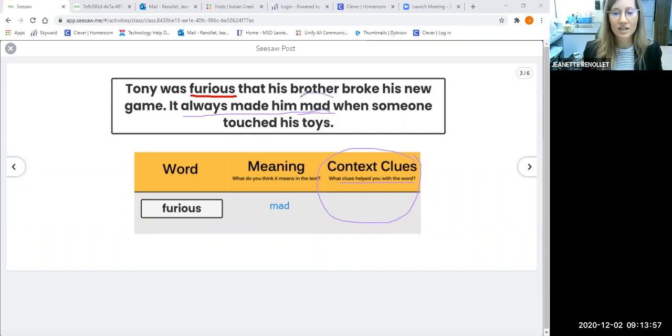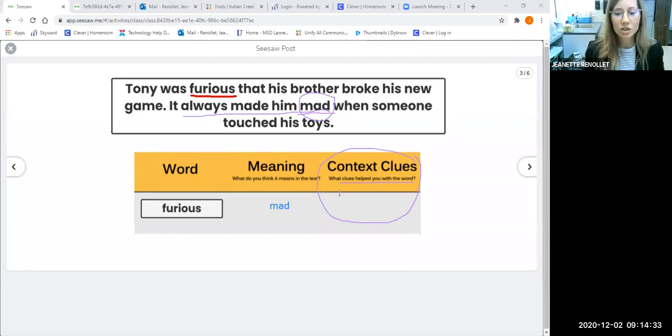So right here we have this synonym. Sometimes authors put a synonym, a word that means about the same thing, in the text. So if you don't know what furious means, but then you see the word mad, you know, oh, those are probably the same. Okay, were there any other clues that we used to help us determine the meaning of furious? Any other clues that you used?